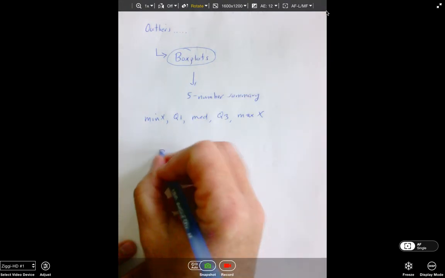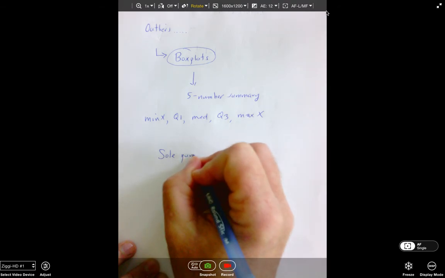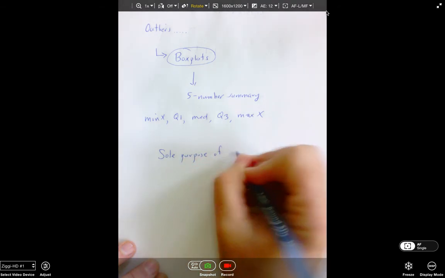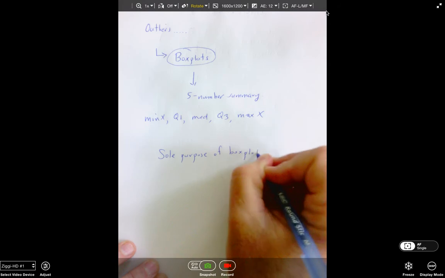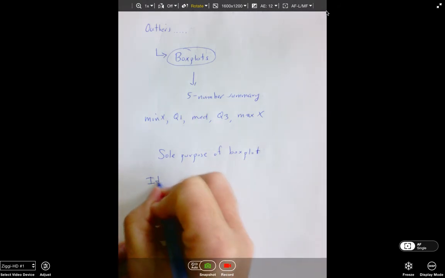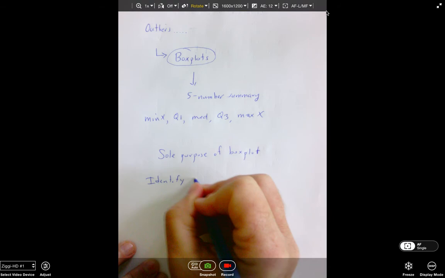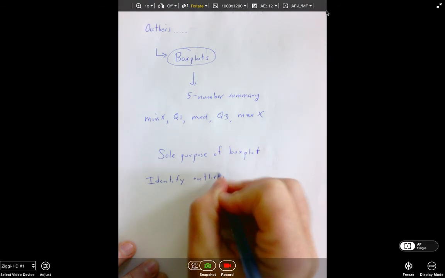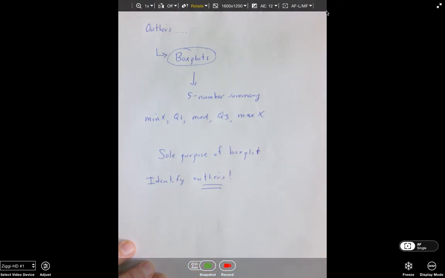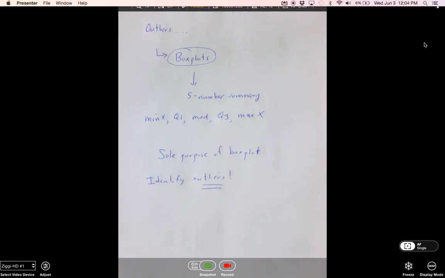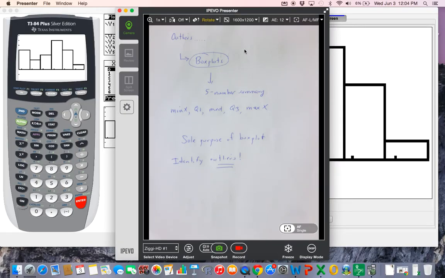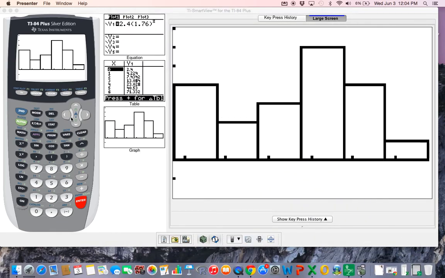The sole purpose of a box plot is to identify outliers. Sole purpose. They give us a picture. They're going to tell us more than just outliers, but the sole purpose in this class of creating a box plot is to identify outliers. It turns out these things are really easy to create with your calculator.